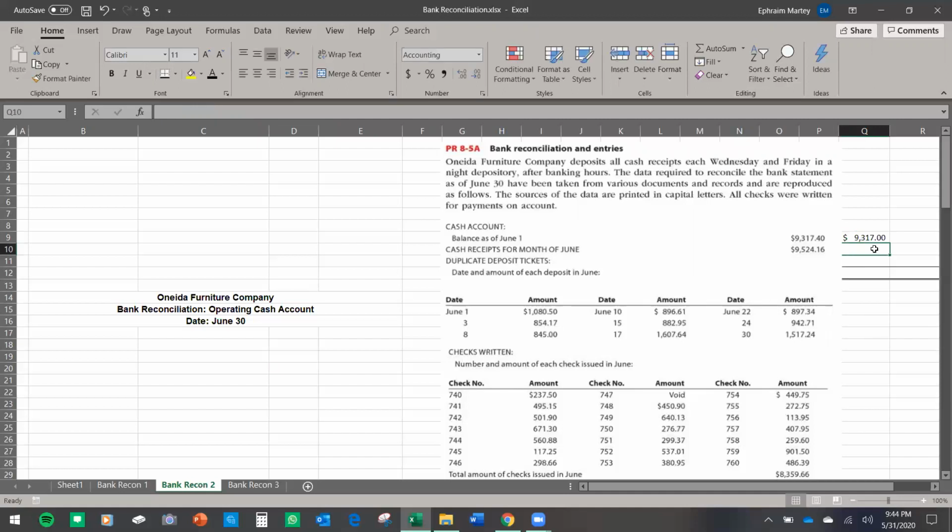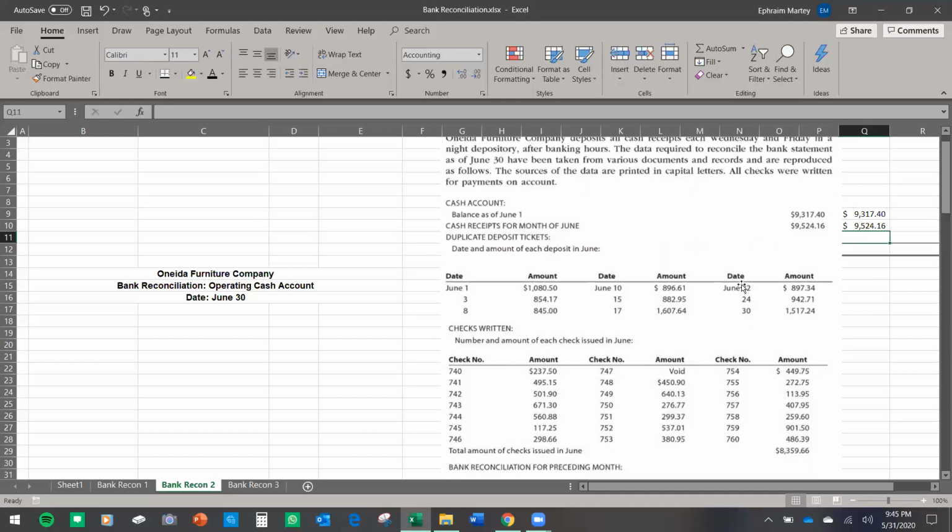That's how much I started with. It says .40. So I started with 9317.40, and deposit increases my cash account, but withdrawal or checks decrease it. So I made a deposit. Let's look here. A deposit of 9524.16. So this amount, that's cash deposit as of June. Those are all the deposits, the cash receipts that I received.